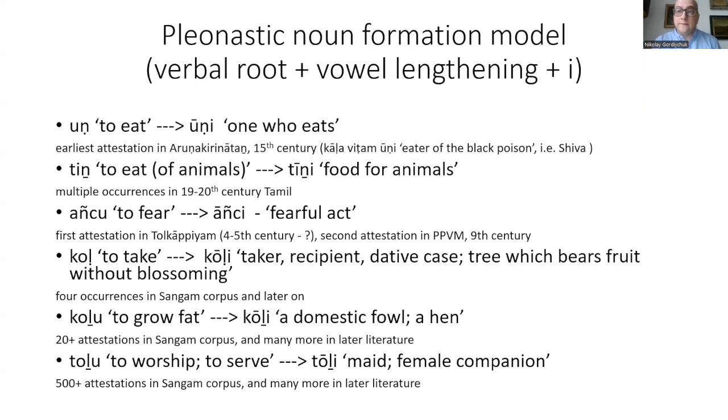with a short close vowel, and we have vowel lengthening in this verbal root, and then the suffix e is attached to this. So we have basically two morphological tools here: vowel lengthening and attaching the suffix e, and each of them would be sufficient for forming a noun from a verbal root. And that is why I call it pleonastic, because we have a somehow redundant morphological method here.